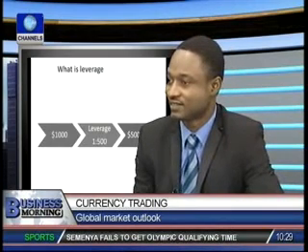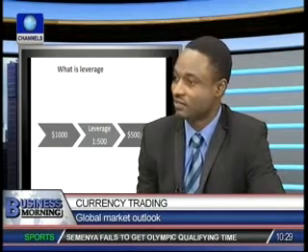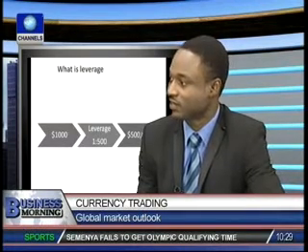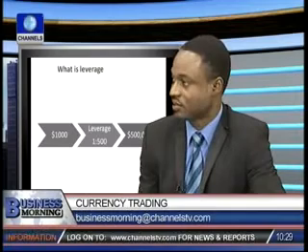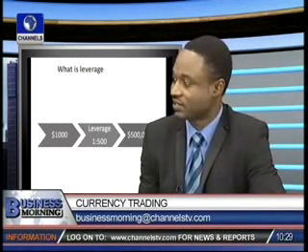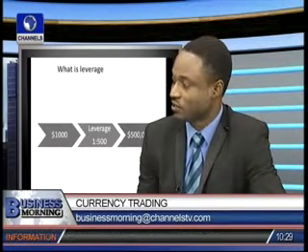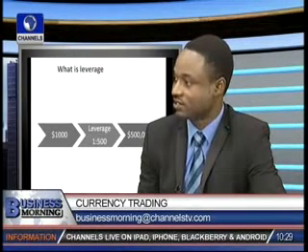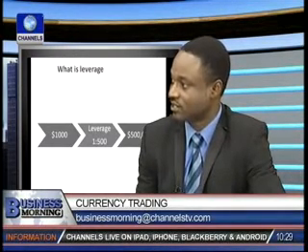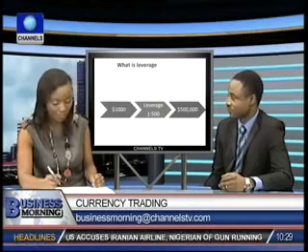Leverage is simply putting in a small effort to get a big result. Now, when it comes to businesses or currency trading, for that matter, leverage means that you have the ability to buy or sell currencies more than the amount of money you actually have. So leverage simply means that you are putting something down in order to get a better strategic output. So you're buying more with less. Yes, you are buying more with less. That's what leverage means.